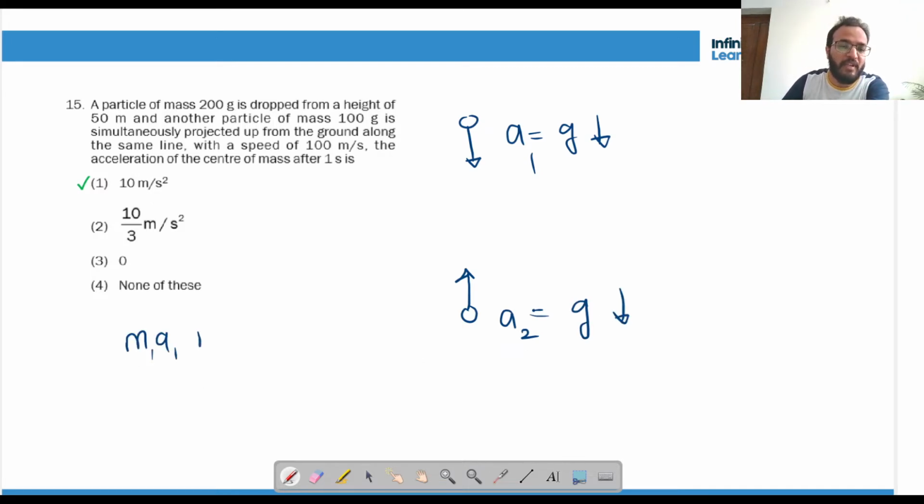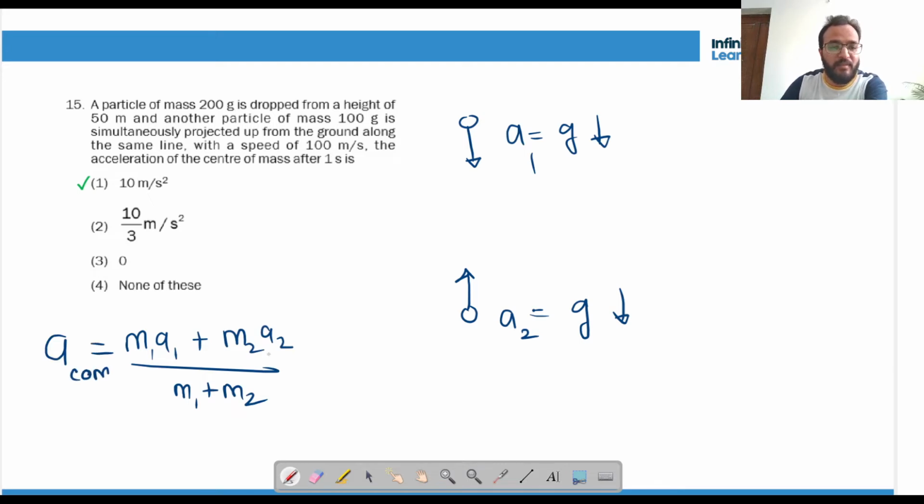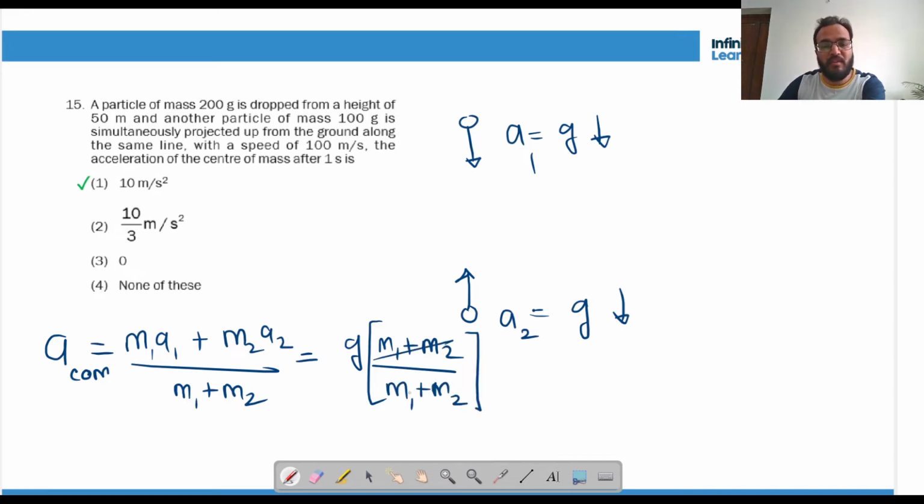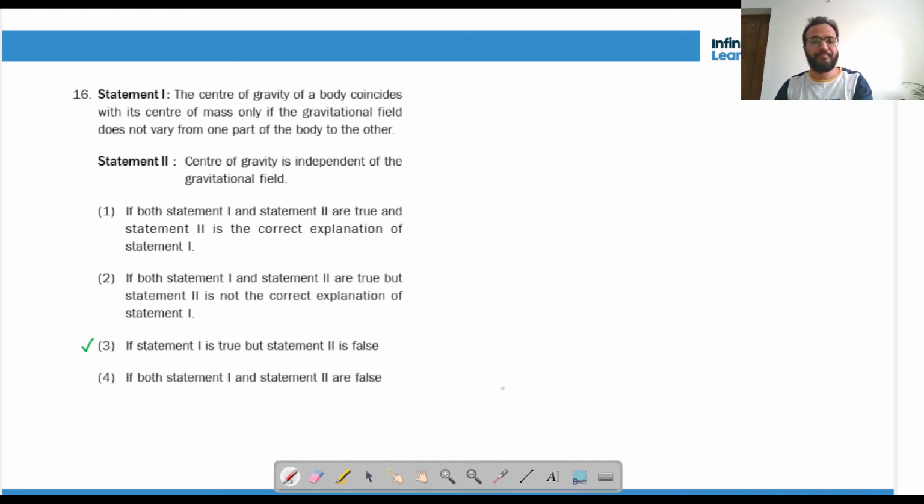You will say, sir, (m1a1 plus m2a2) upon (m1 plus m2) is the acceleration of center of mass, right? Now if a1 and a2 are the same, you can say g is common. Inside will be (m1 plus m2) upon (m1 plus m2). So your answer will be g only, downwards, right?